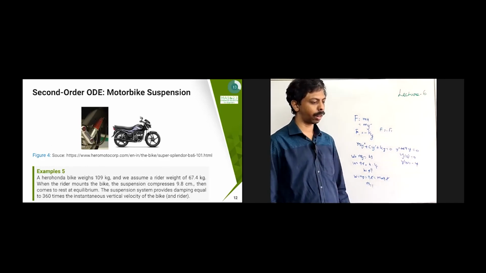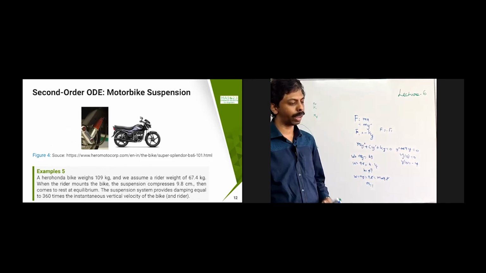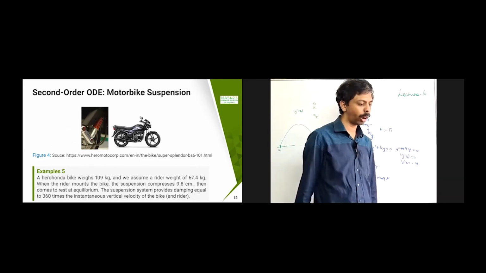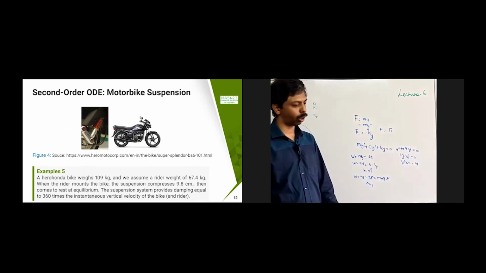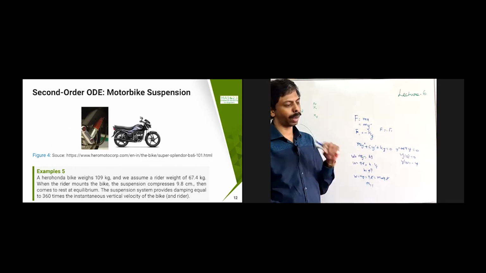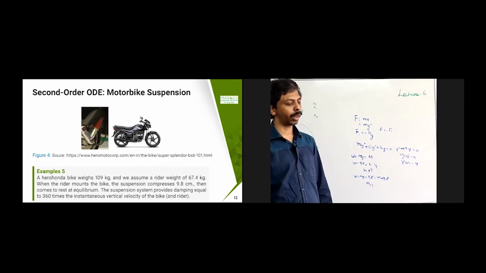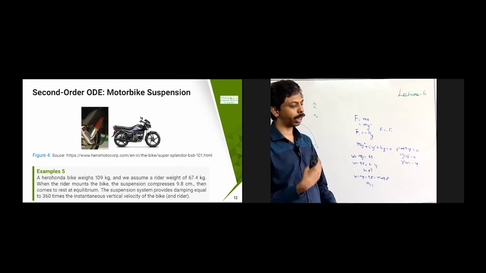So for example, this is another problem. You are riding a bike, a Hero Honda bike. The Hero Honda bike is say 109 kilograms, and you assume that the rider weight is 67.4 kilograms. When the rider mounts the bike, the suspension compresses by 9.8 centimeters. This may not be reality, but I am just giving an example. So 9.8 centimeters is compressed, then it comes to rest at equilibrium. The suspension system provides a damping equal to 360 times the instantaneous velocity of the bike.